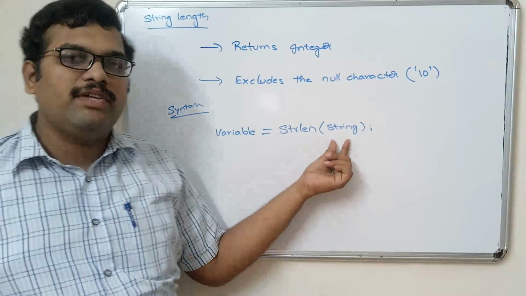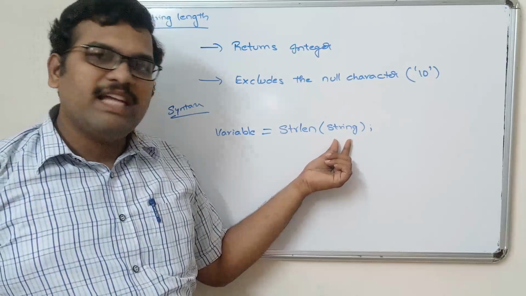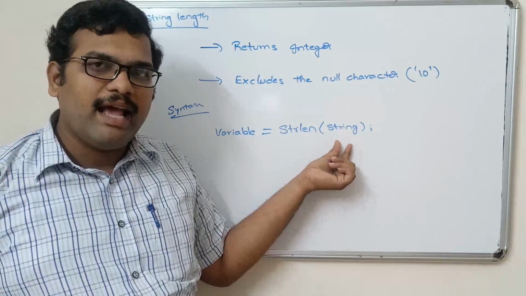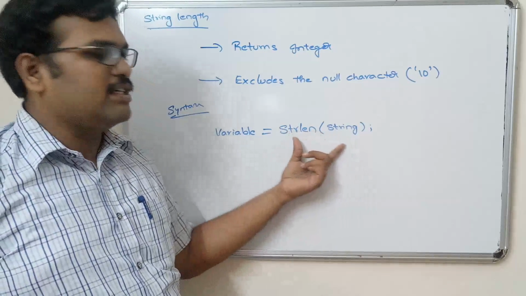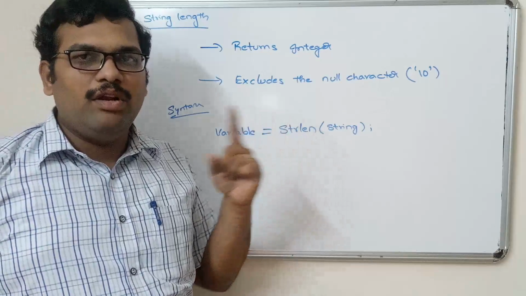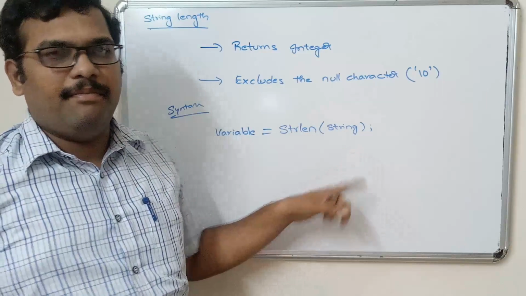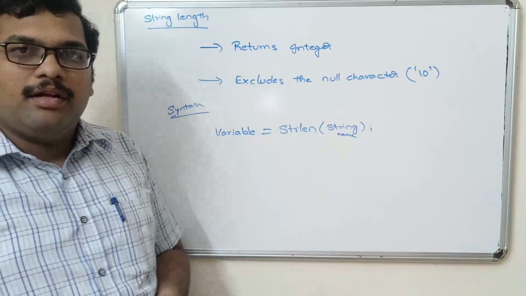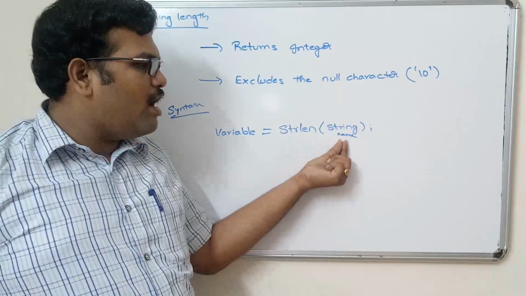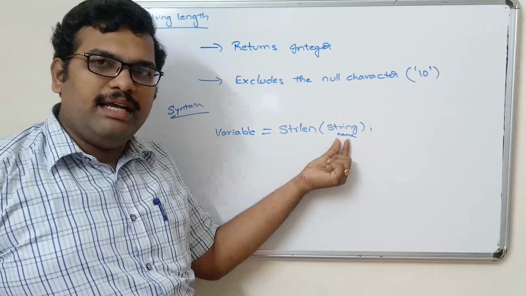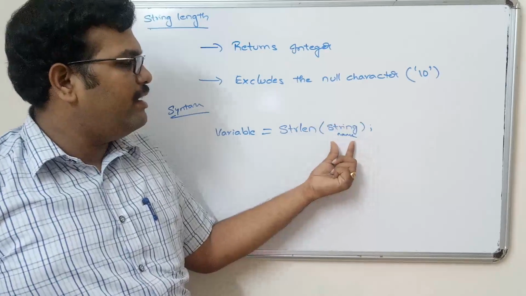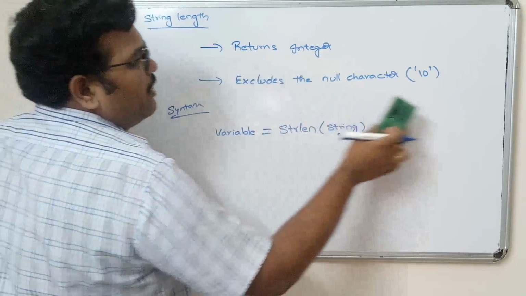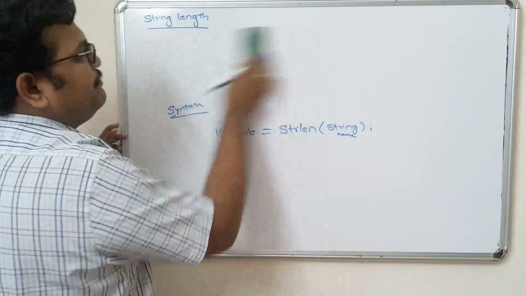So we have to consider one string, that means a character array. We have to pass that character array as an argument to this function. It takes only one argument, that is the string name. It will count all the characters in that string name excluding the null character, and it will return the count to the variable.